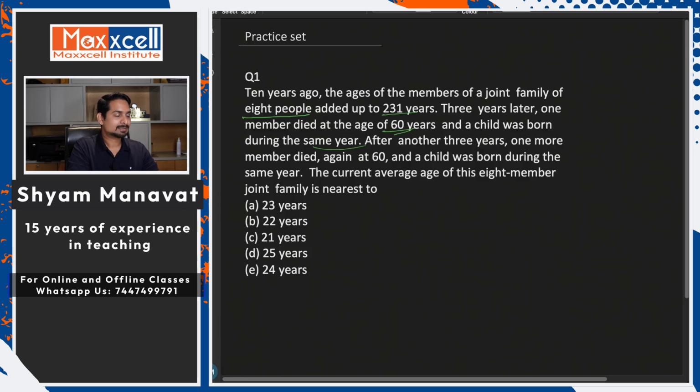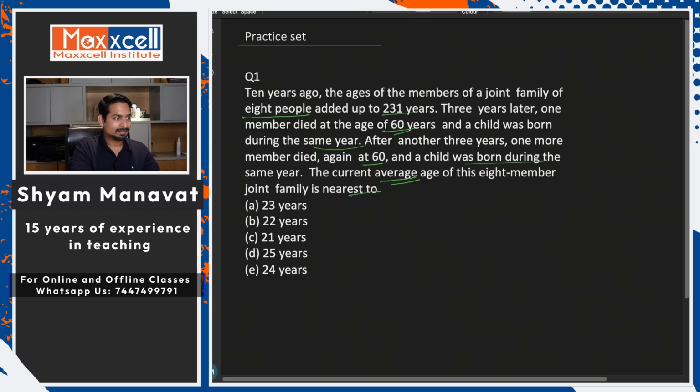After another 3 years, one more member died, again at the age of 60, and a child born during the same year. So again, the number of members in the family remains the same. The current average age of the 8 members of the joint family is near to what? So here at the end we need to find out the average.